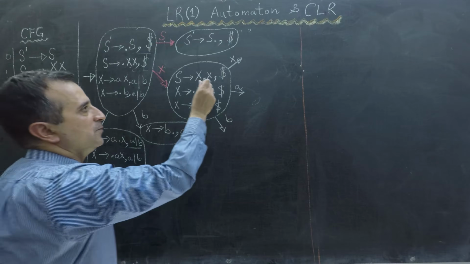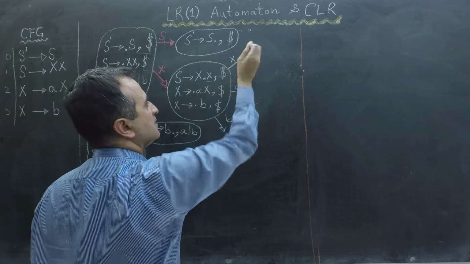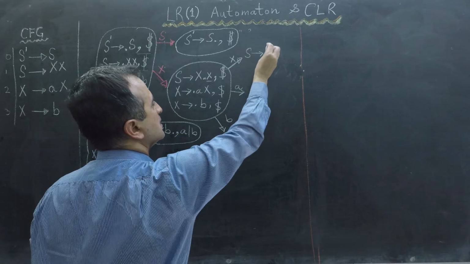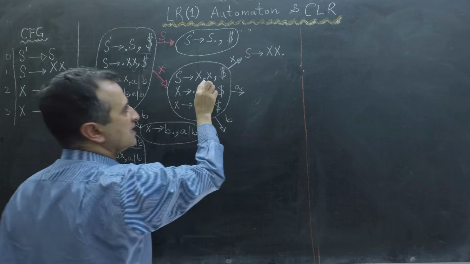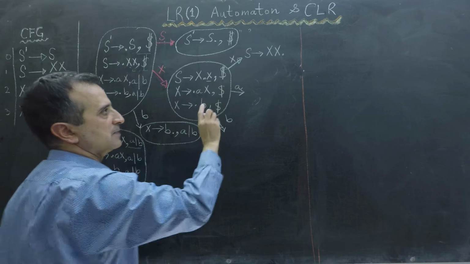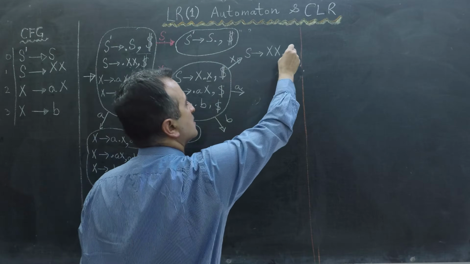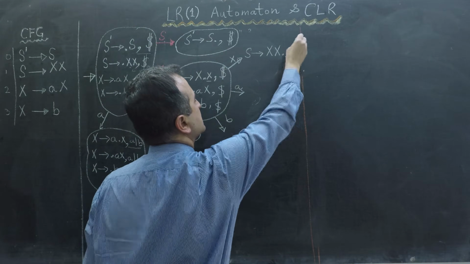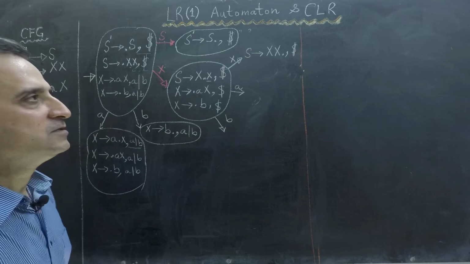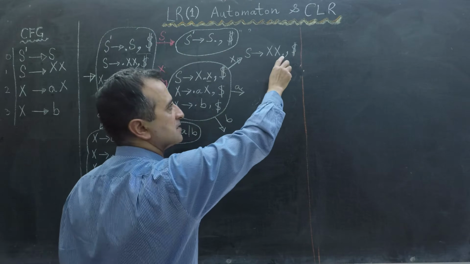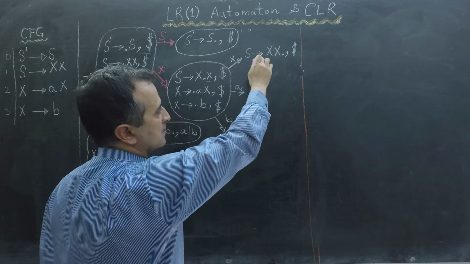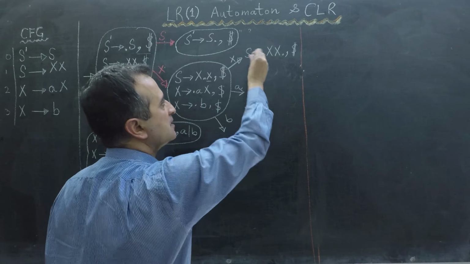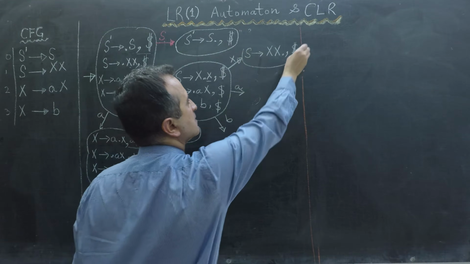So based upon X, I will have S goes to X X dot. This dot has moved to the right of this X. And I will add look ahead $sign as it is. And because the dot is at the end of projection and there is no non-terminal after this dot, I will not add any more projections here. I'm done with this state.